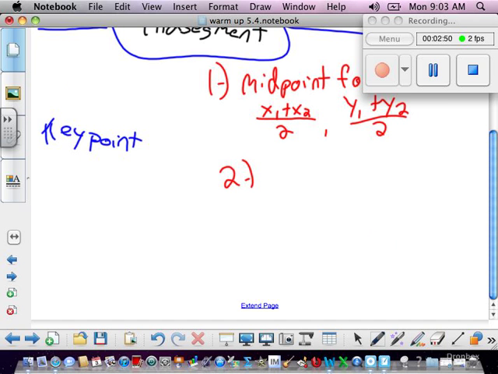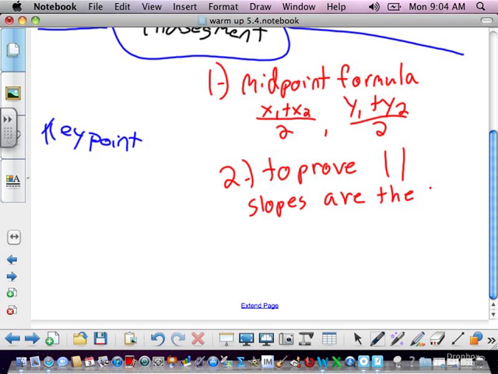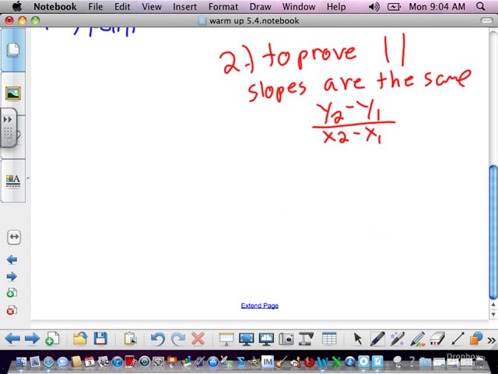Second thing I might need, let's close this so you guys can see, is if I want to prove they're parallel, slopes are the same. So I'm going to use y2 minus y1 over x2 minus x1. Okay?